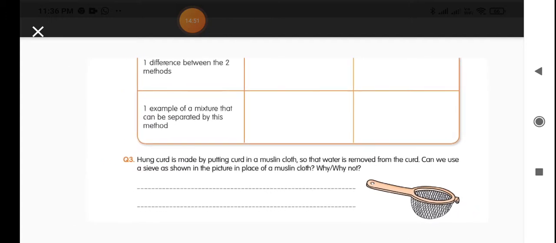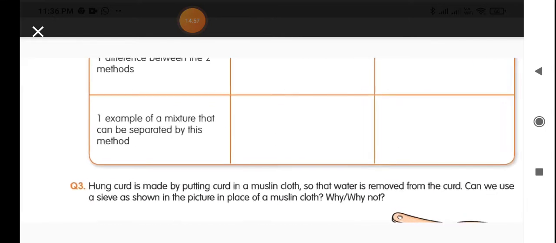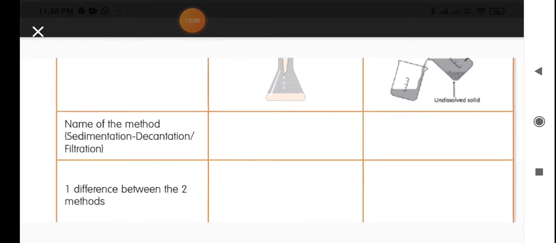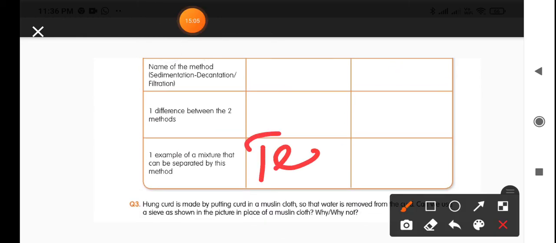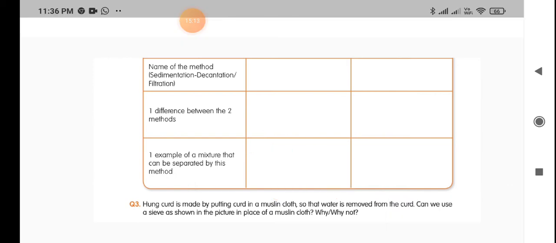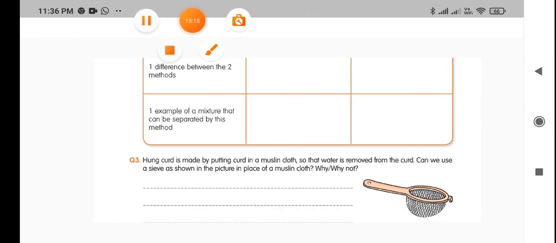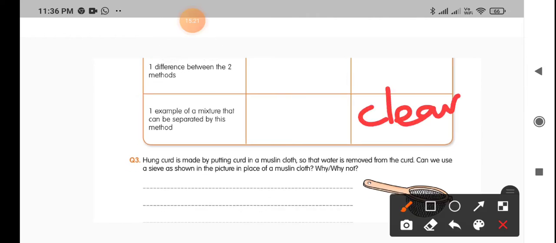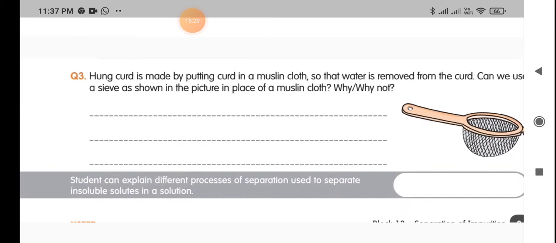One example of a mixture that can be separated by this method. By the filtration method, what can be separated? Tea and coffee. Tea and coffee are examples for the filtration method. Your mummy uses the funnel for filtering the coffee and tea. You can observe this in your home. And for decantation, we use it for cleaning water. Generally in rural areas, people use this decantation method for cleaning the water.